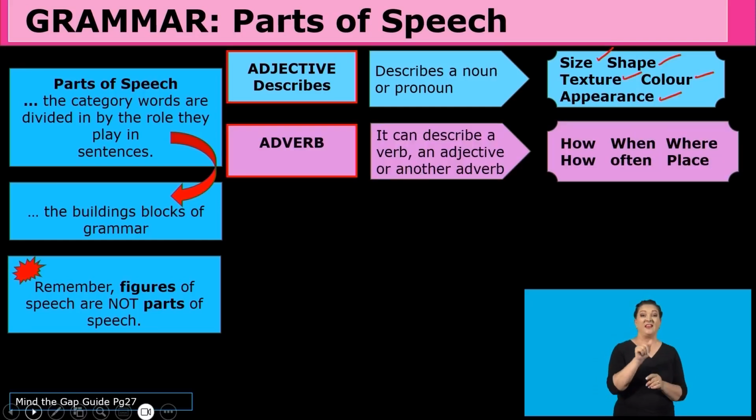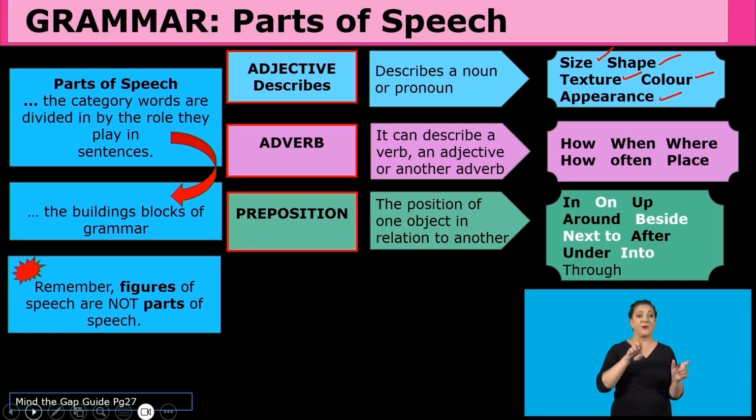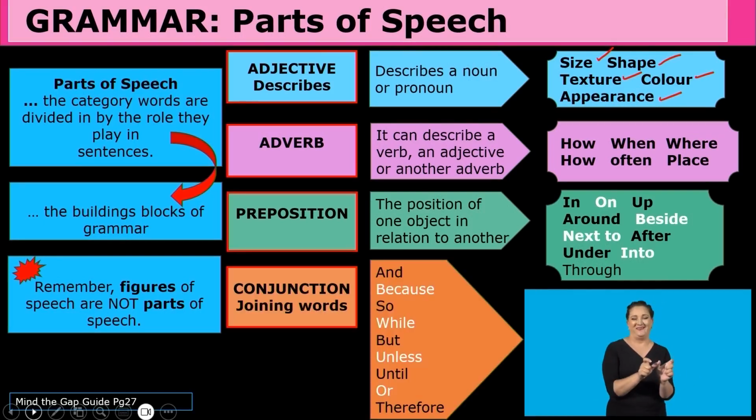Adverbs are used to describe an adjective or another adverb, like how, when, where, how often, or place, all right? And then prepositions, the position of. These are the words that show you the position of one object in relation to another, like in, on, around, beside, next to, all right? And your conjunctions, joining words, all right?